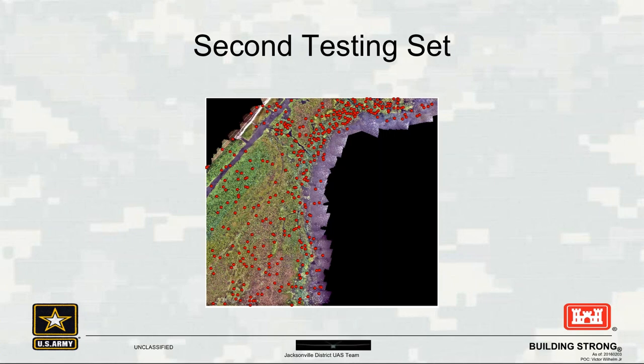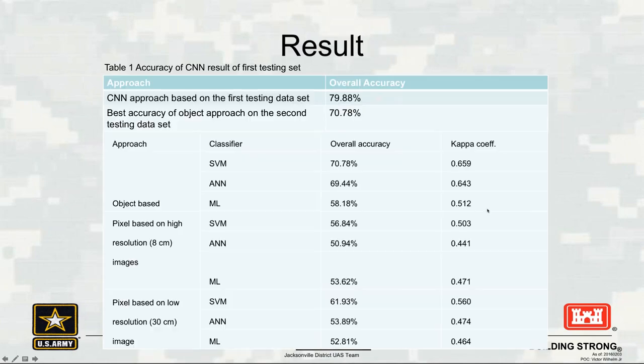The second testing set that I believe he's working on now, I'm not sure if he's through with it, involved that same process, but over 373 random points across the image. So the work is quite tedious. We can skip 64 and go to 65. So using the first data set, the convolutional neural network achieved about 79.88%, higher than the best accuracy of the object-based approach. However, to make the comparison more fair, they also ran the CNN model on the second testing data set.